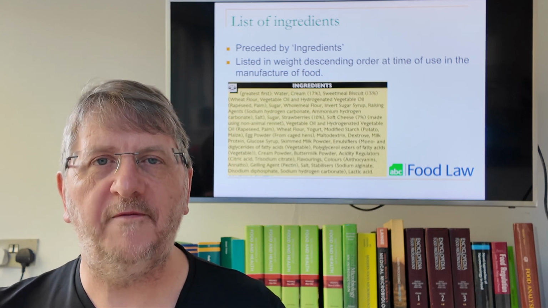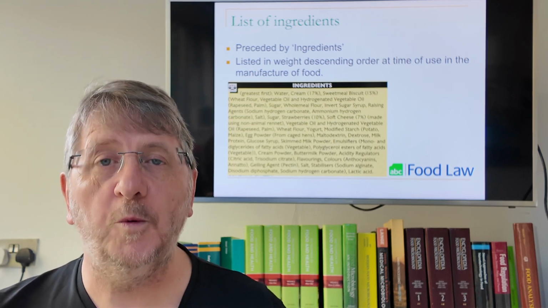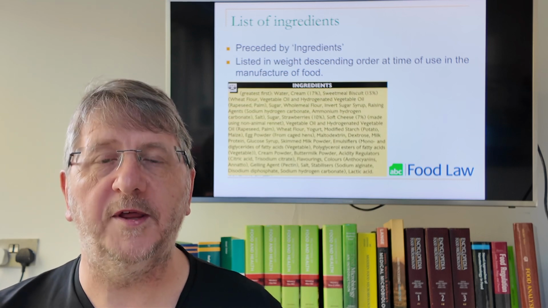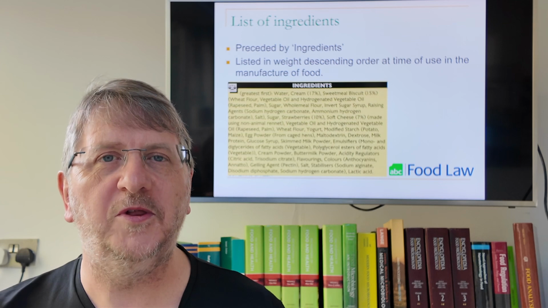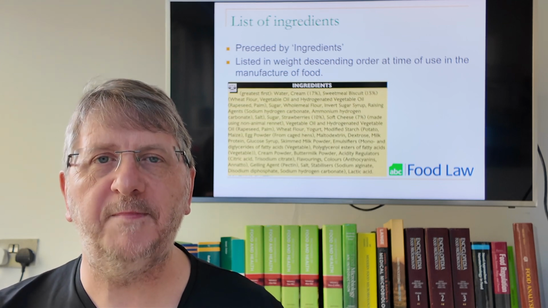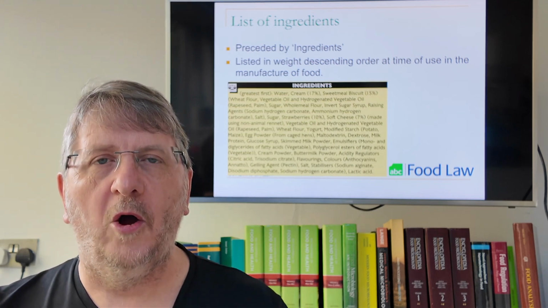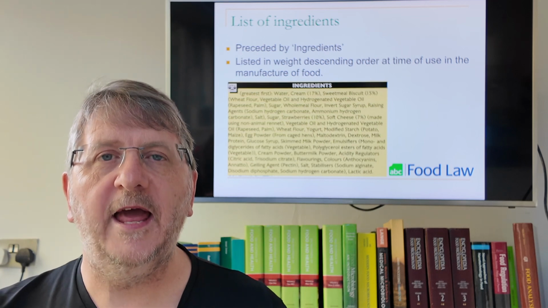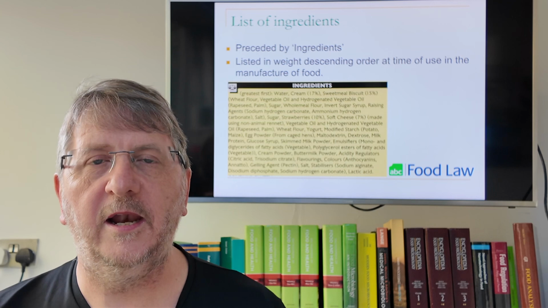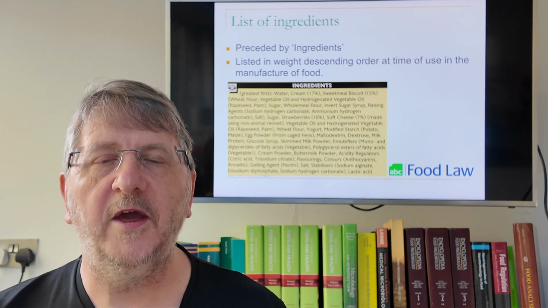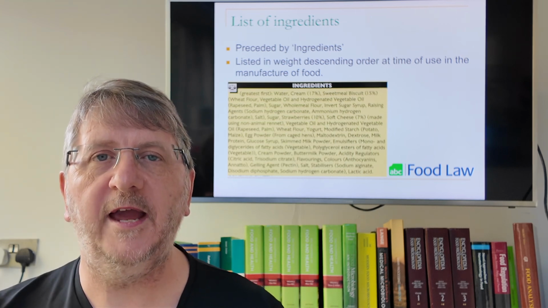Now, the names of the ingredients should be the names as if they were being sold individually, so the consumer can understand what they are. They shouldn't be abbreviations or anything like that. They should be spelt out in full. On an ingredients list, you need to declare everything that goes into that food. It must be preceded by the word ingredients.